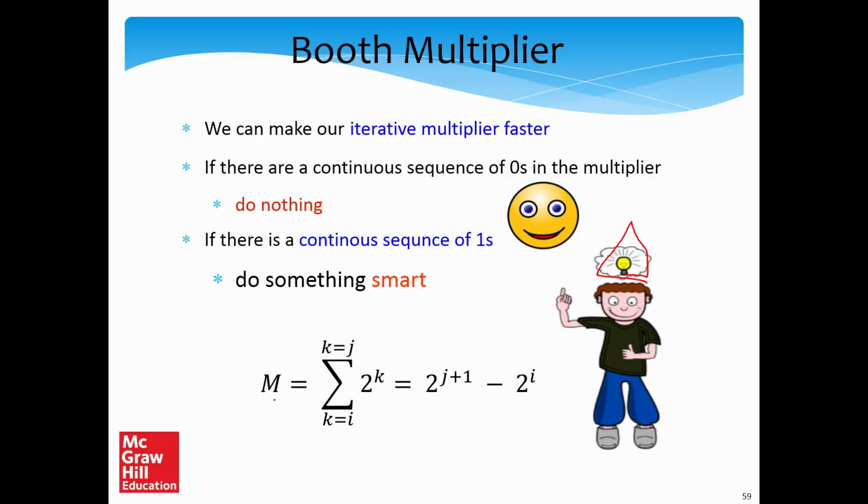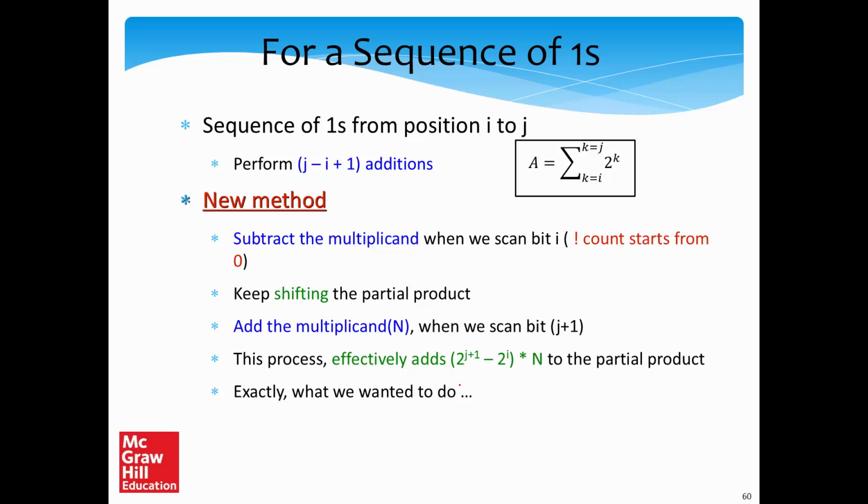So what's the idea? Let's take a look at this simple identity over here. Let's consider the sum of 2 to the power k, from k equals i to k equals j, where j is greater than i. If I just do a simple GP summation, it turns out that this is equal to 2 raised to the power j plus 1 minus 2 raised to the power i. This is a simple summation that you can do. This means that for a sequence of ones from position i to j, we typically perform j minus i plus 1 additions. We just keep on performing additions.